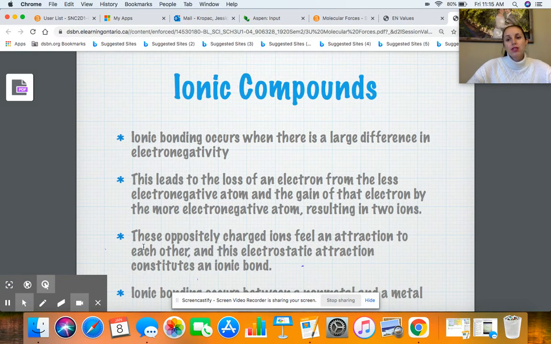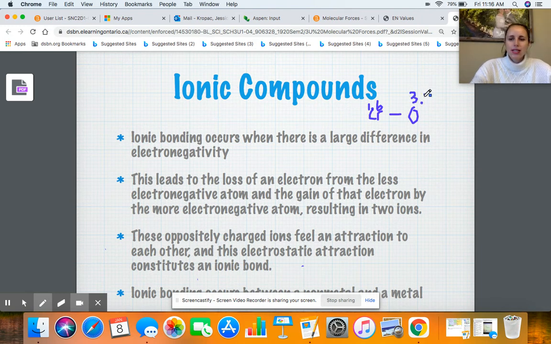Let's talk about the other type of intramolecular force now, and that's ionic compounds. Ionic compounds occur when there's a large difference in electronegativity. It means the difference in electronegativity is greater than 1.7. So let's think about another ionic compound that we saw. That was chromium and oxygen. We categorized that one as well. Chromium had a 1.6 electronegativity, and oxygen had a 3.5.